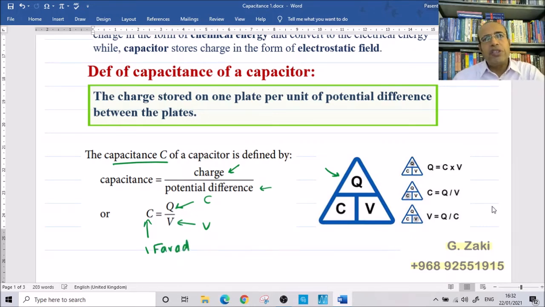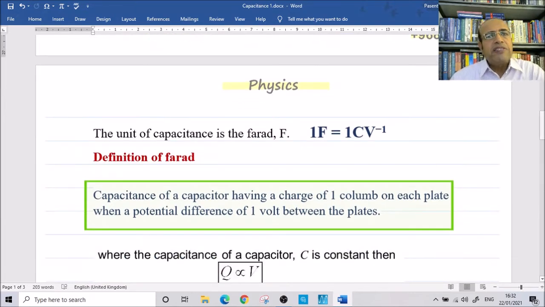So what is the definition of farad? The unit of capacitance is the farad. 1 farad is 1 coulomb per volt, or more specifically, the capacitance of a capacitor having a charge of 1 coulomb on each plate when the potential difference between the two plates is 1 volt. Farad is a big unit, so we use microfarad. 1 microfarad equals 10 to the power negative 6 farad. So from microfarad to farad, multiply by 10 power negative 6. But from farad to microfarad, divide by 10 power negative 6, or multiply by 10 power positive 6.